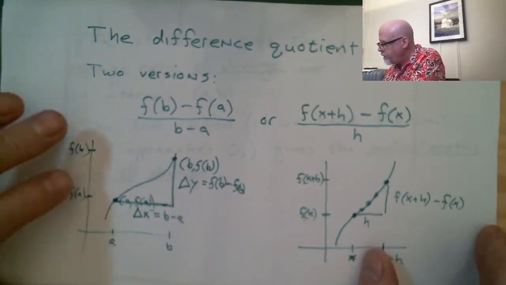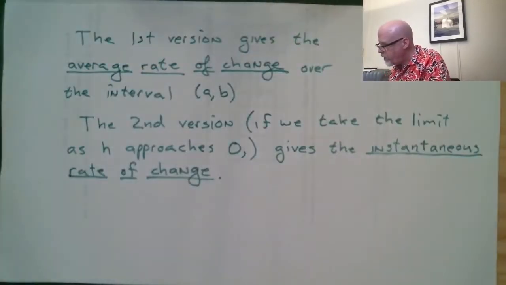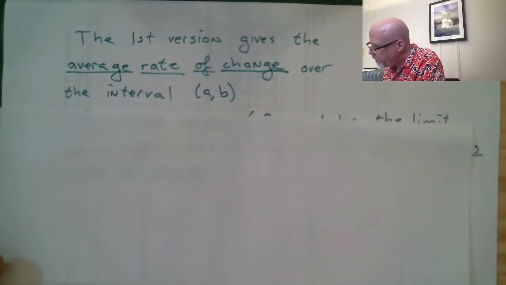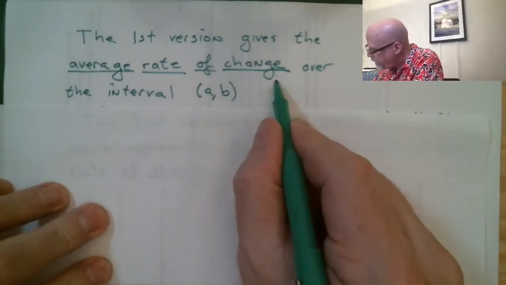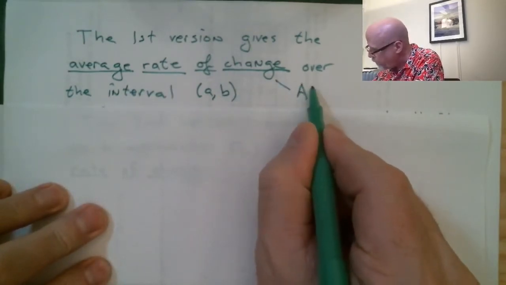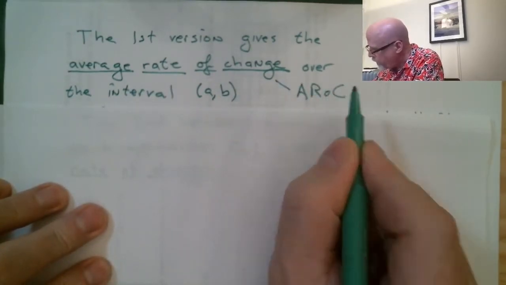These two versions of the difference quotient lead us to two calculations that people use all the time. I was going to cover up, well, might as well. The first one is called average rate of change, and I certainly will write AROC when I see that.